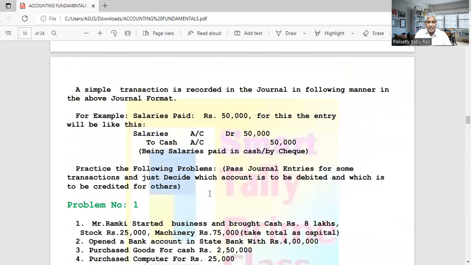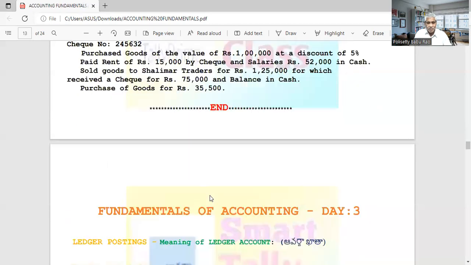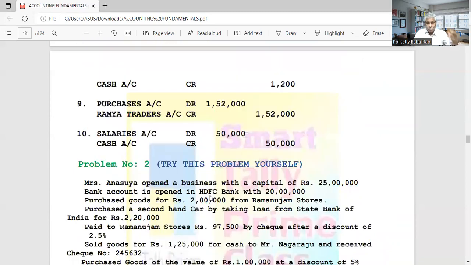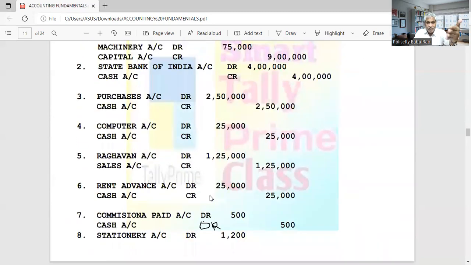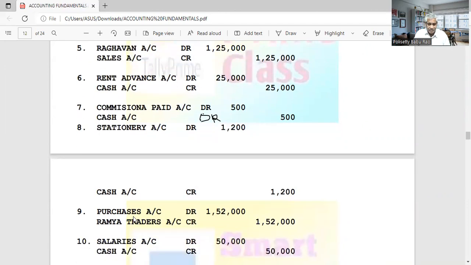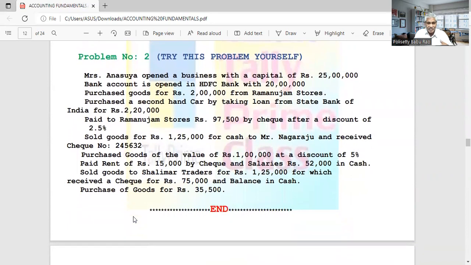Okay, and from tomorrow we will take up the next chapter. At day 3 we will take up posting. After passing all the entries in the journal, what will we do? First decide debit and credit, then record that in the journal, and that so-and-so account debit to so-and-so account we are recording in the journal. After recording in the journal, then what to do? That is the next topic.